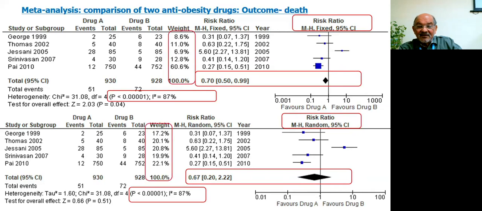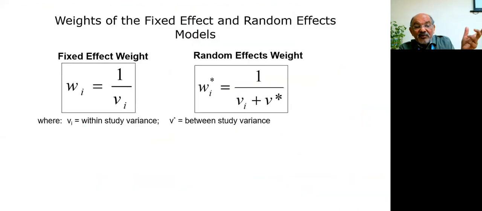And why does it occur? The weights given to the study are different. The random effects weights are more equally distributed than the fixed effect weight. Right? So therefore, a study like Jasani, which got virtually no weight in the fixed effects, is now getting 20% of the weight. And Pi, which has 60% of the weight in fixed effects, is now getting only 22% of the weight. Why does that occur? Because the formulae are inverse of the variance.